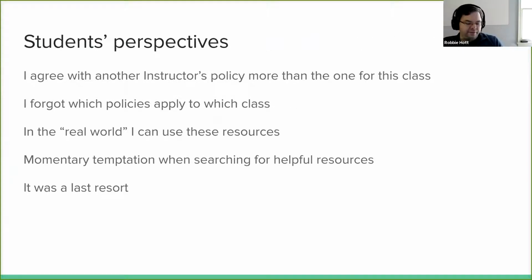Yeah, thanks. So I've had quite a bit of discussion, and students have told me quite a few different reasons for why they might have violated an honor code policy or a course collaboration policy or something like that. One of them is just that they agree with another instructor's policy more than the one for this course. Maybe they were more flexible about certain resources compared with this course, or maybe they allowed more collaboration than we did for our course.